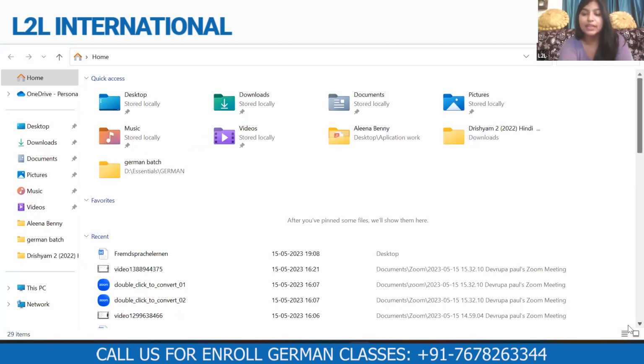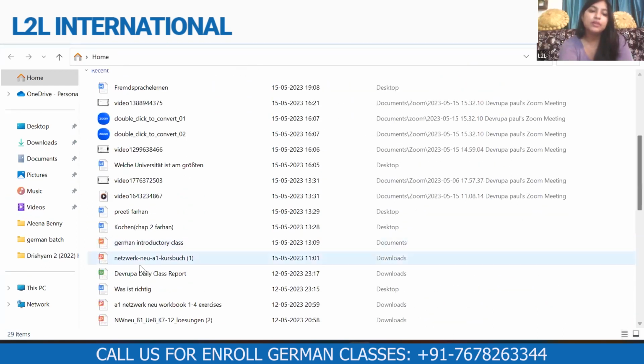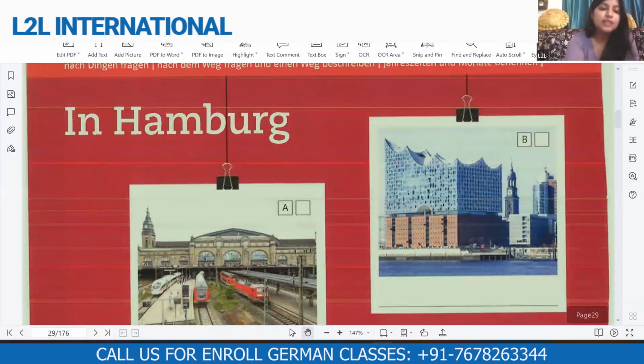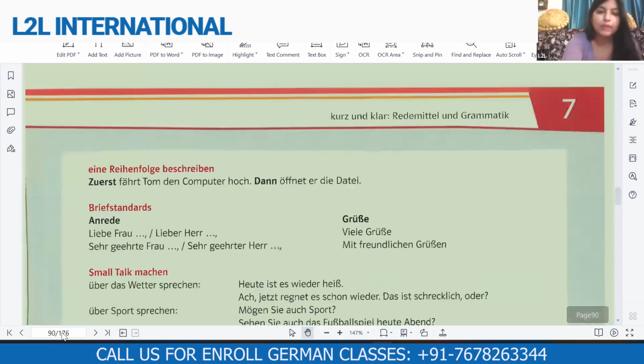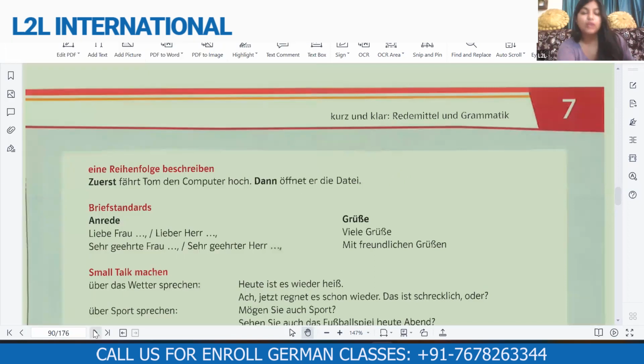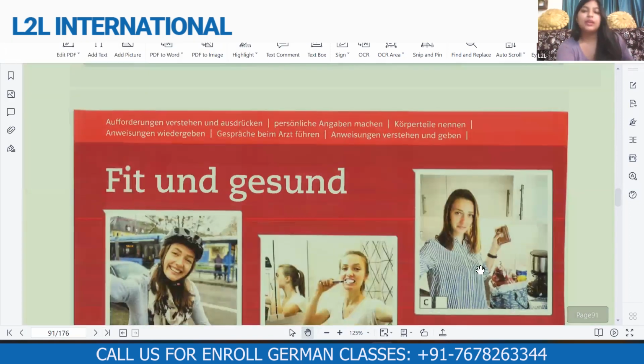Gesund means healthy. So this chapter talks about your health and your wellness. When health and wellness comes, it is very important to talk about body parts. So that's why this chapter is related to the body parts. Körperteile. Körperteile is body parts. So in this chapter, we'll be learning a lot about body parts. So let's see which body parts and what about body parts we're going to learn here.